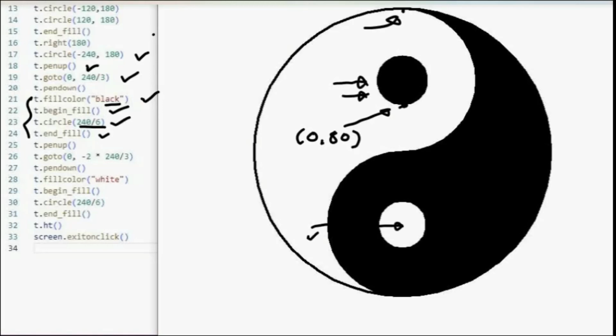We need to go to the starting point of the drawing. So we need to raise the pen up again so that we don't generate any line. And then we go to 0, negative 2 times 240 over 3. Where is that? It's actually right here. Somewhere right here. So this is 0. The negative 2 times 240 over 3 is actually a negative 2 times 80. It is negative 160.